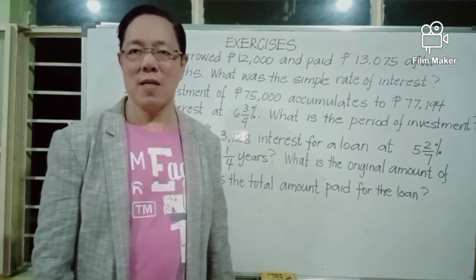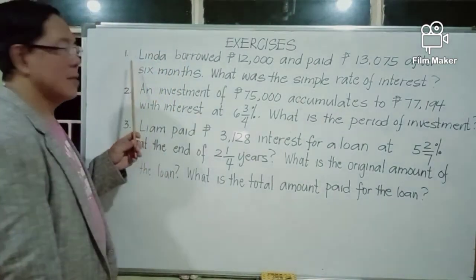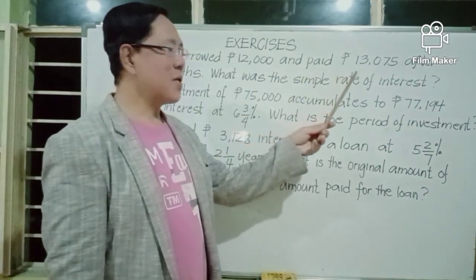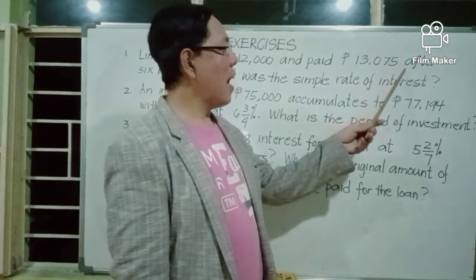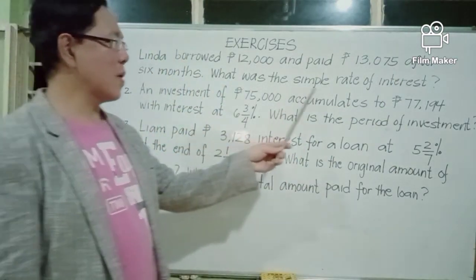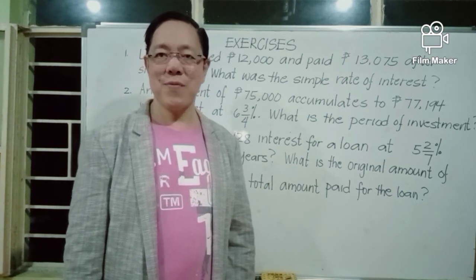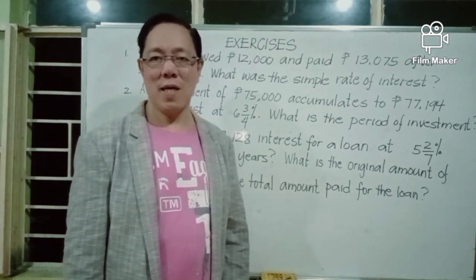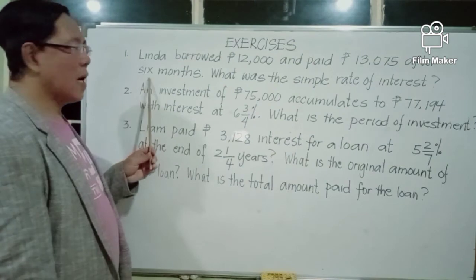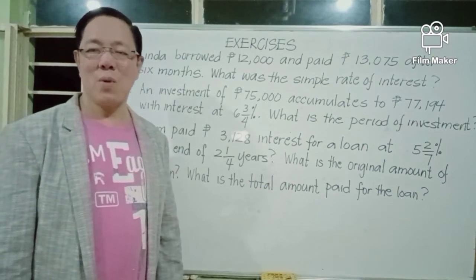These problems in these exercises are similar to the examples we had earlier. Number one, Linda borrowed 12,000 and paid 13,075 pesos after 6 months. What was the simple rate of interest? The first thing that you will do is to identify the given information and data, and then identify the unknown. And in number one, you have to convert 6 months to years using the equivalent quantities. 1 year equals 12 months.